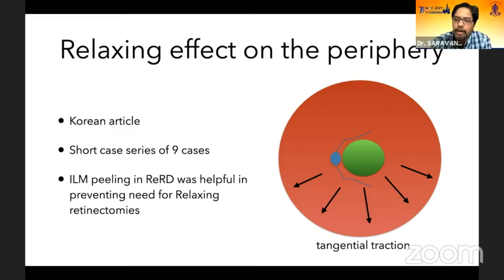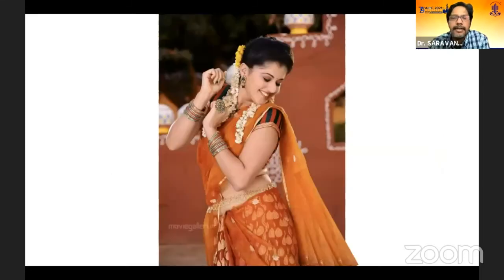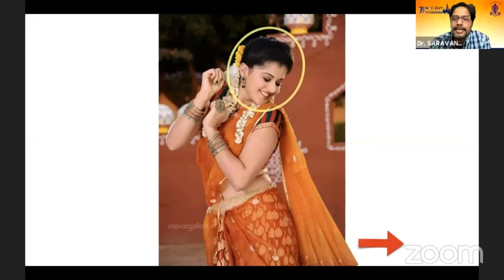Sometimes you may ask why a small ILM peel in the posterior will relieve the peripheral retina. Here you can see that a small tug in the right direction can produce the desired effect in the critical areas.